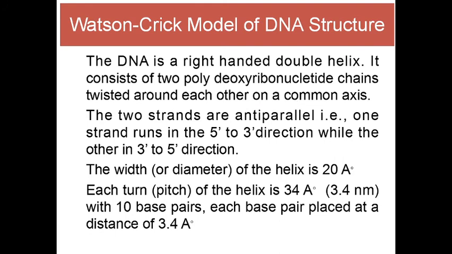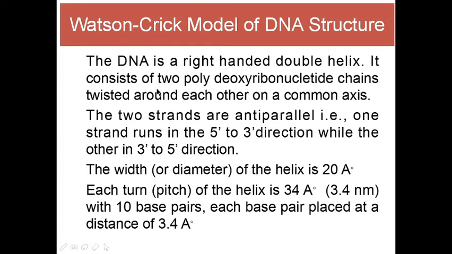Now we'll see the salient features of DNA. The Watson and Crick model of DNA is the B form of DNA. There are many types of DNA: A form, B form, Z form, etc. The Watson and Crick model is the basis for the B form. It is a double helical structure, a DNA with a right-handed double helix.